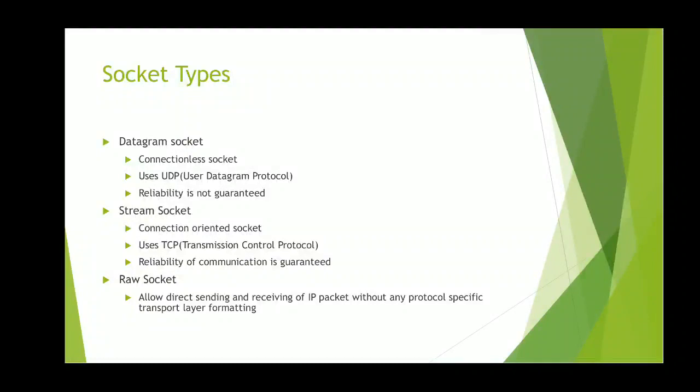Now we are moving on to the various types of sockets. The network socket is classified into three types: datagram socket, stream socket, and raw socket. The datagram socket uses the UDP protocol for communicating between various processes. In the case of the stream socket, we use the TCP protocol for communication between various processes. Now we can look into the features of each type of socket.